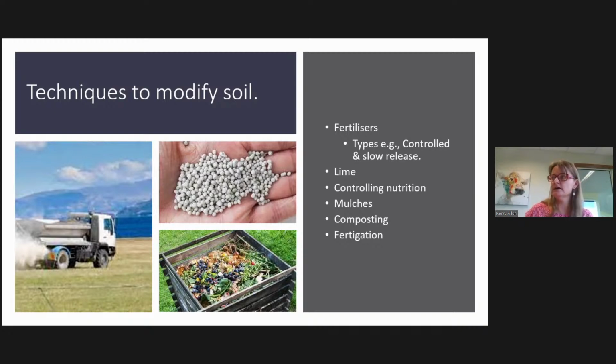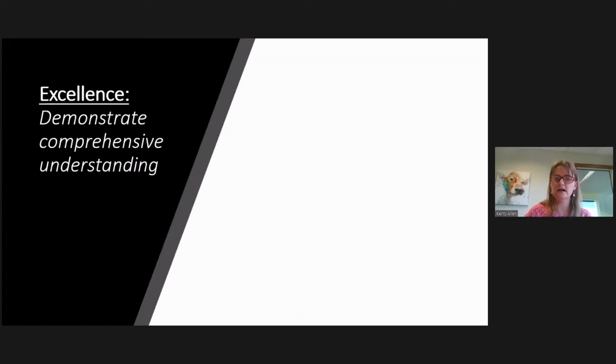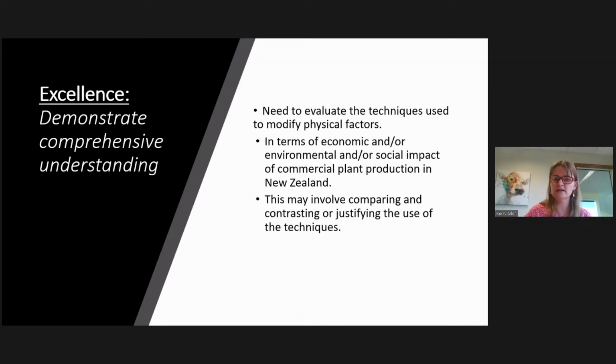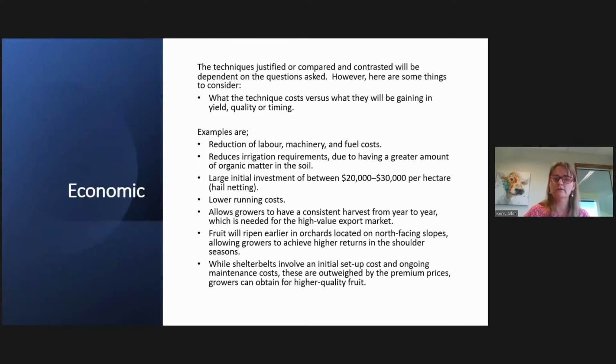Okay, just about 2 more minutes, just looking at excellence and how we can obtain those. So here for excellence, you need to evaluate those, as we said at the start of the hour, on those three things. So we're going to start with economic first. So you need to basically be comparing this and stating why it's done. So why are you doing that technique? What cost does that technique cost you? And what is it getting in return? How does it gain in yield, quality, or timing?